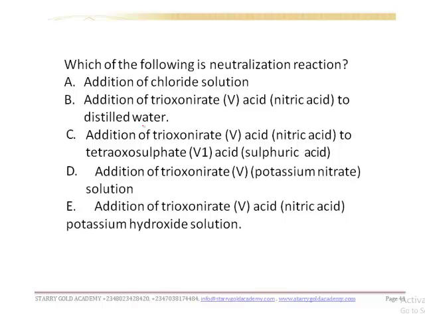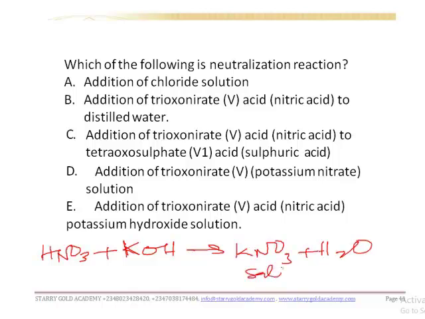We're having a base and an acid, HNO3. That's for option E. HNO3 plus potassium hydroxide, we are going to have what? KNO3 plus H2O, which is salt and water, which is the product of a neutralization reaction. This makes our option E the correct answer. So this is coming under acid, base, and salt.